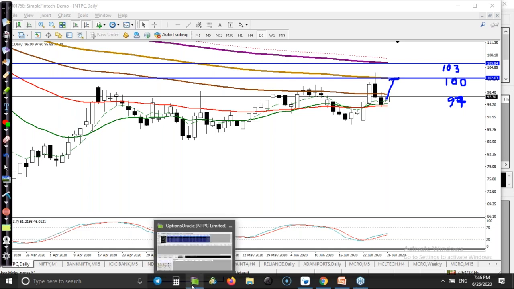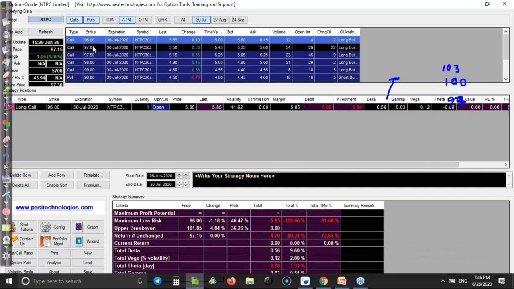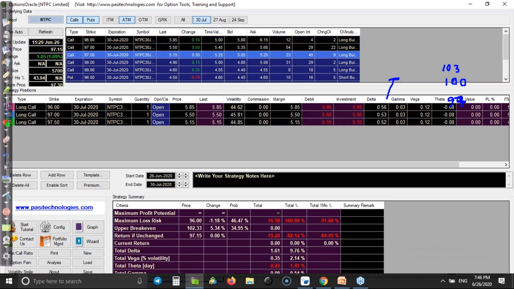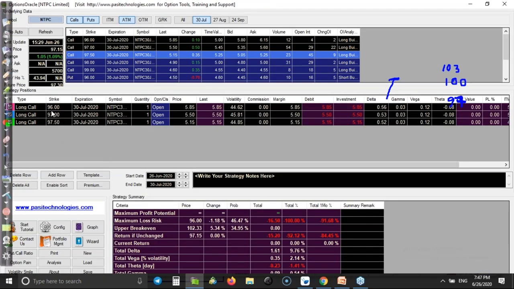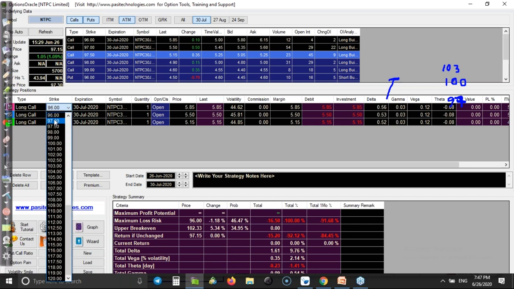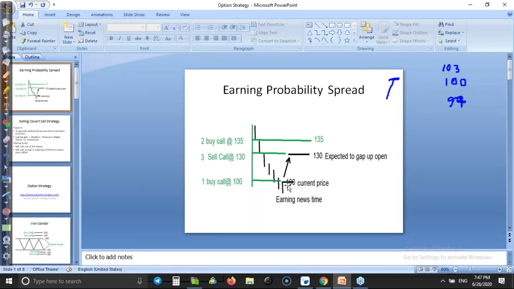So let's see here how we construct this strategy. We need three legs now. First, I can see what we are going to do: we'll buy one call option, which is at the money. Now let's check where the at the money is. Right now price is running at 97, and let's check if 97 is there. Exactly 97 is there, which means we bought one contract at the money price. Does that make sense? Now I can see this one we bought exactly at the money.